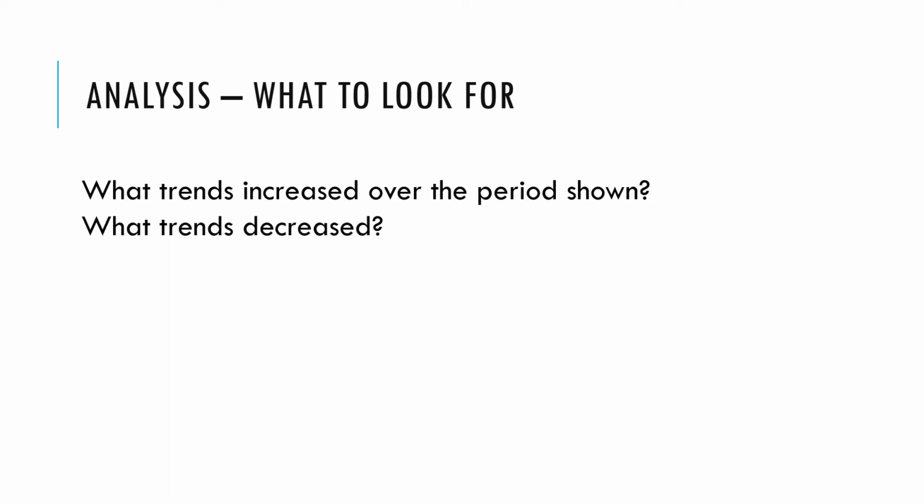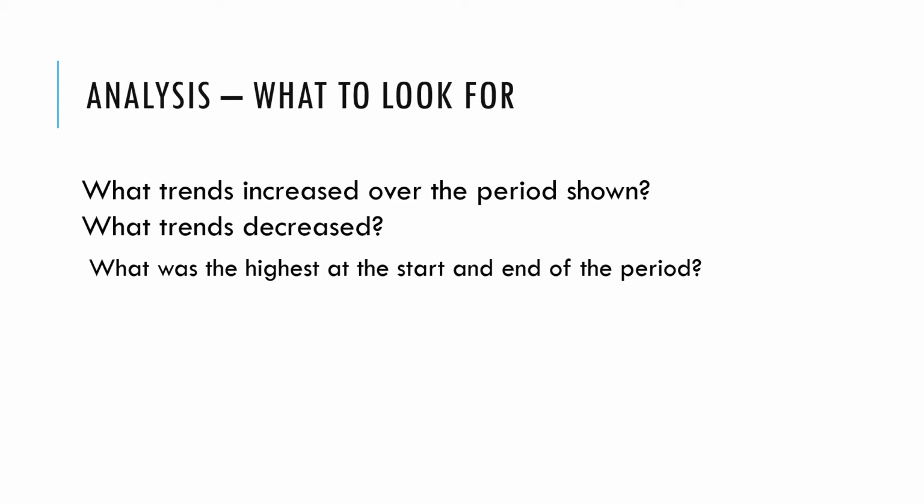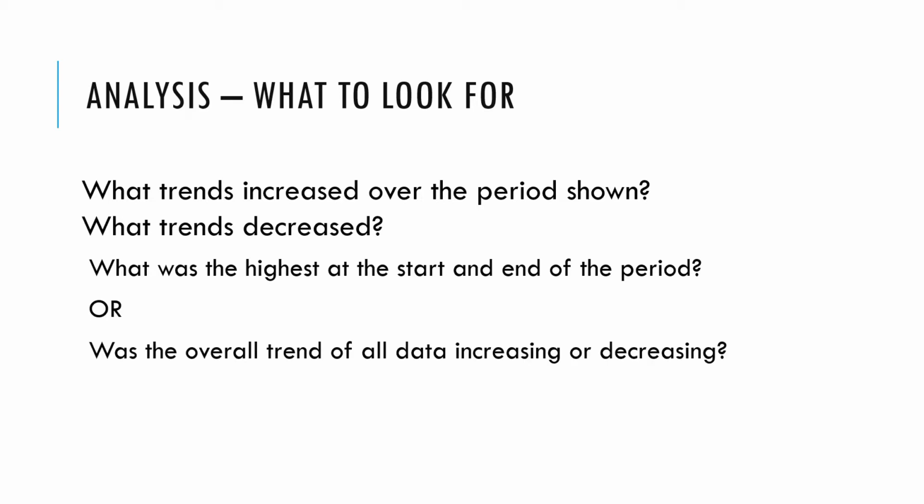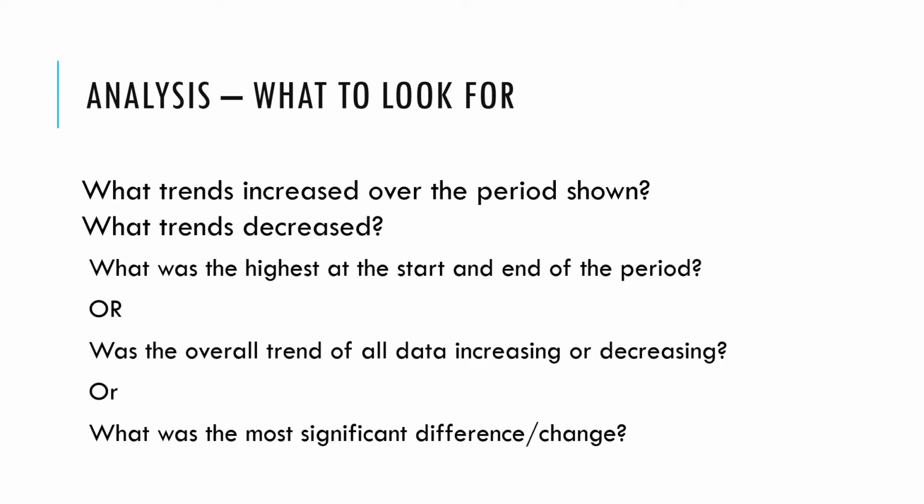However, we really should have a third point. That third point could be what the highest at the start and the end of the period was. Or we could have a look at the overall trend of all data, whether it was increasing or decreasing. So if we look at 1990 and add up all the numbers, and look at 2010 and add all those numbers up, and if the total number of bicycle riders in 1990 is more than the total in 2010, we can say that there was a decrease in the number of bike riders over the period shown. Or we can always discuss what the most significant difference or change is.